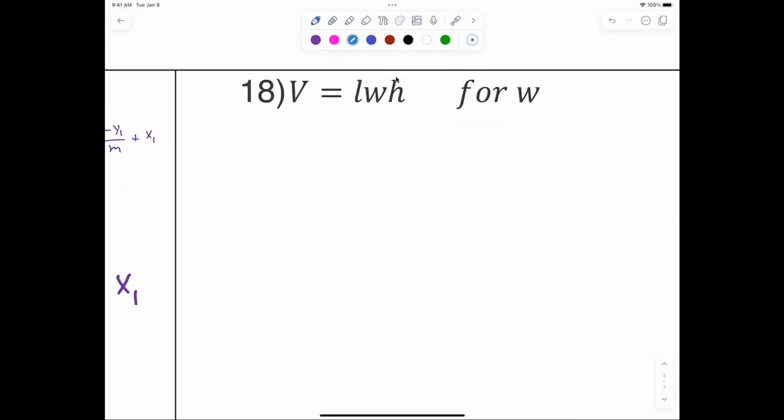Brennan, you're up. 18. Yes, very good. What am I dividing by? Very nice, divided by the L and the H. So W is equal to, yes, that's it. That's all there is.